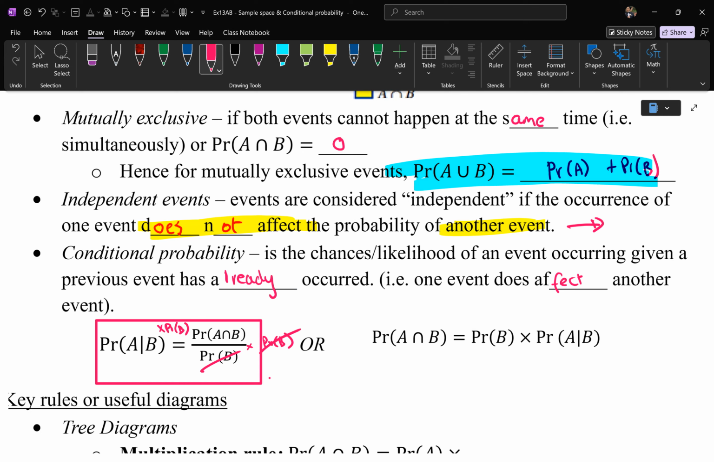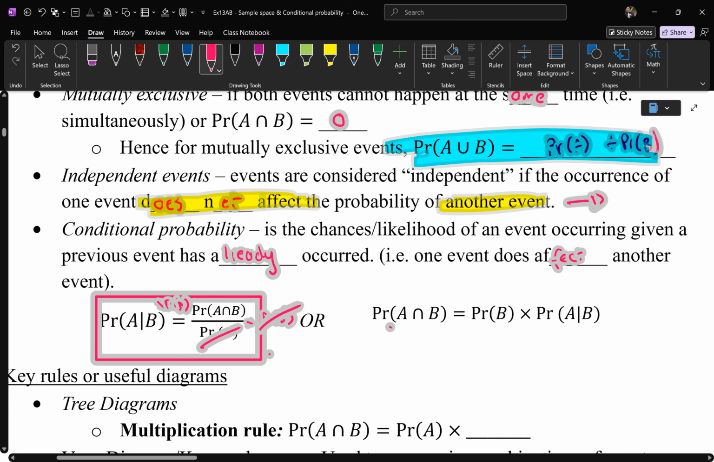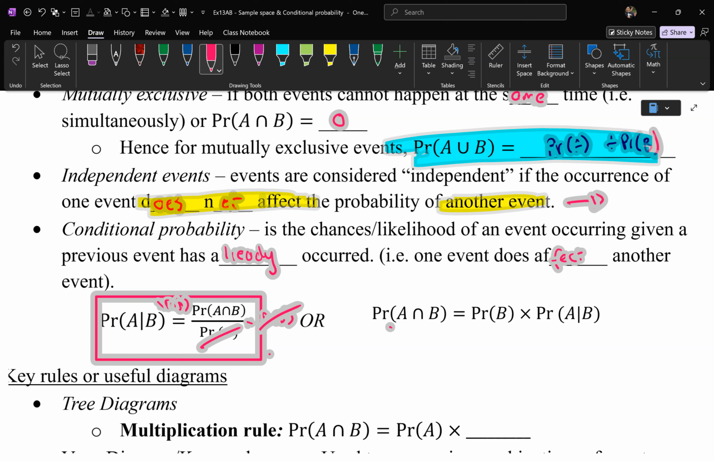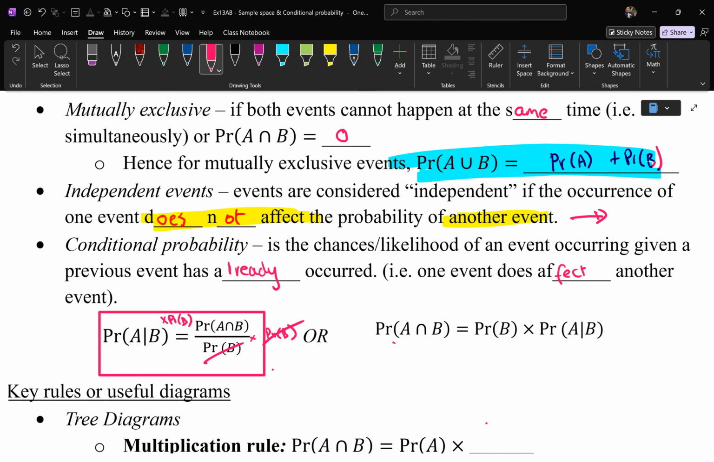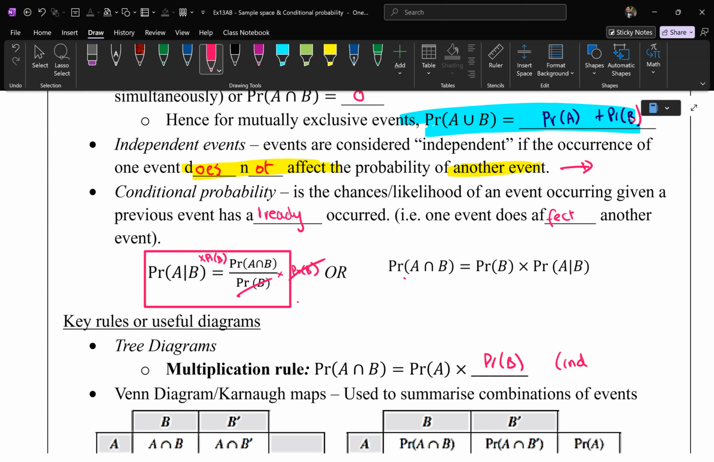This is very similar to the multiplication rule. Do you remember the multiplication rule? Probability of A intersection B is equal to probability of A times probability of B. Now, this one, when you learnt it, they never told you in year 7 to 10 that technically they were using independent events. It just so happens that the things you were doing from year 7 to 10, they were independent events.